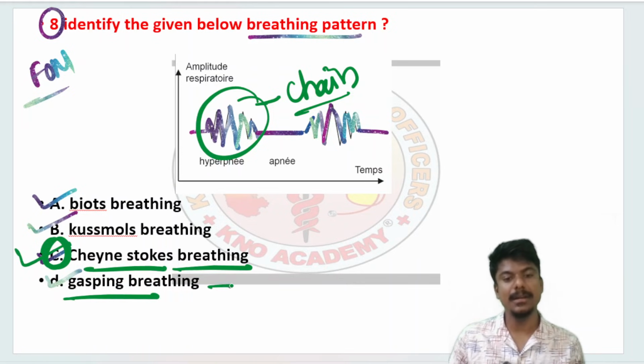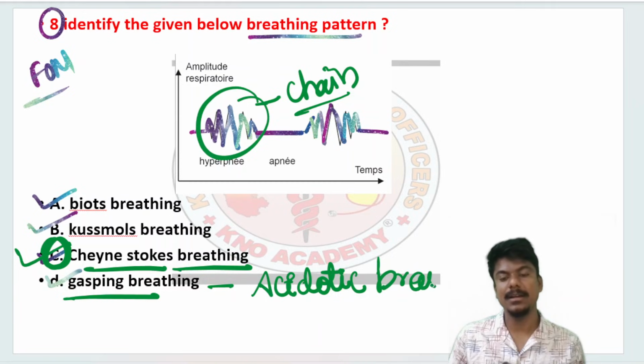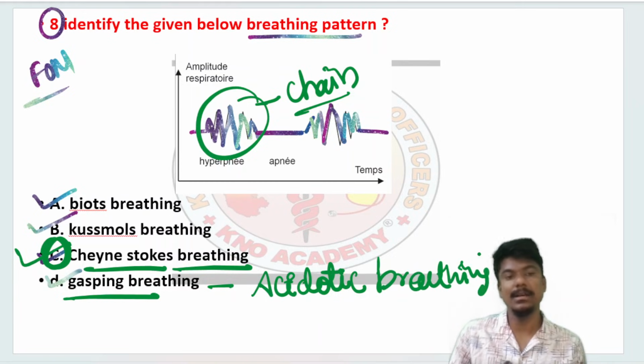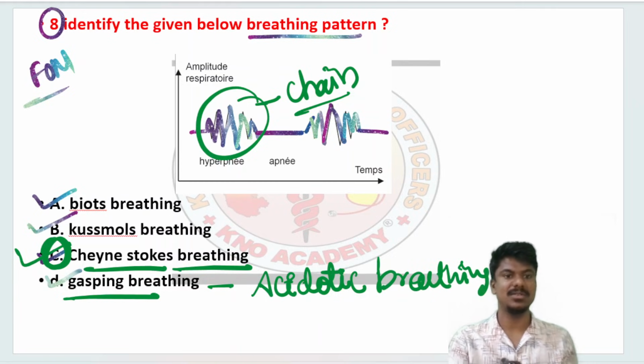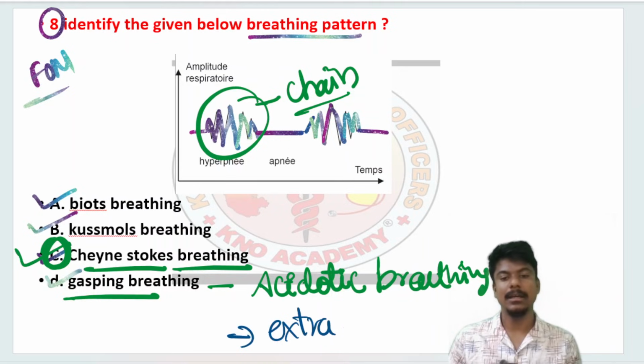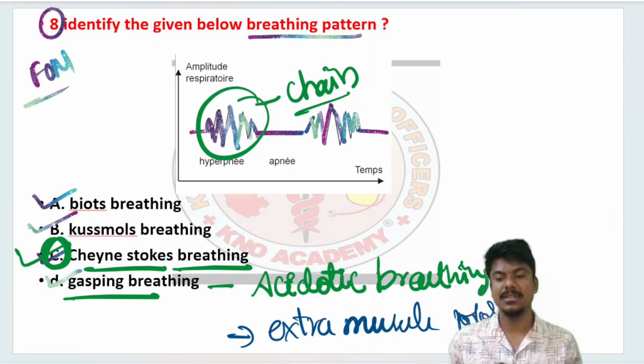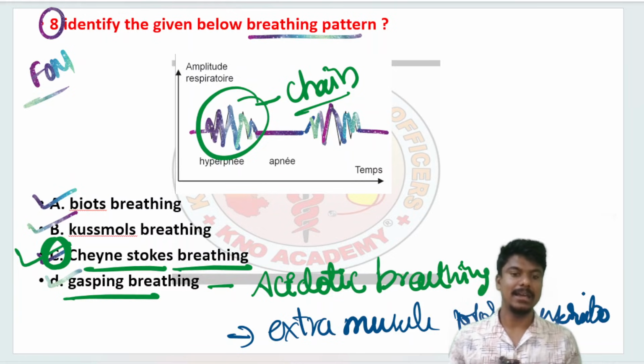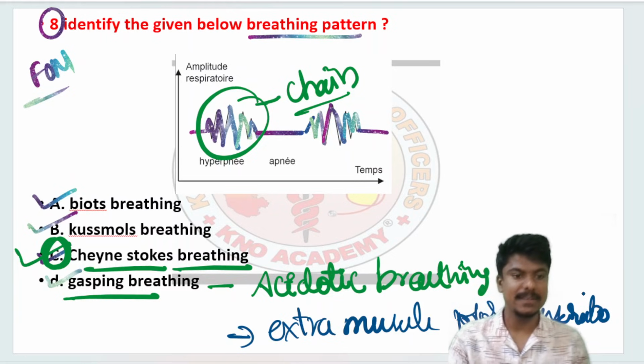Gasping breathing is also called acidotic breathing. Here the person will be in severe respiratory or metabolic acidosis, so the person will be using the extra muscles for respiration. That's what we call gasping breathing. So option number C is the right answer.